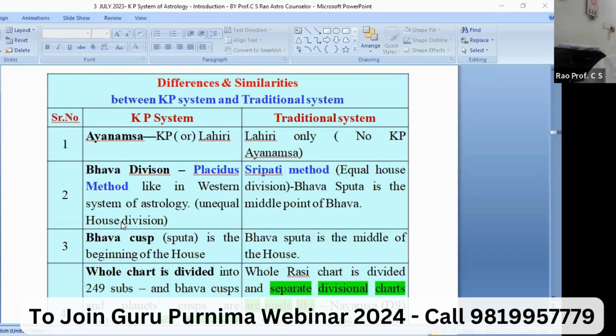The second item is Bhava division. In the KP system, it is based on the Placidus method, like in Western astrology, with unequal house division. So all houses are not of equal duration. A sign is around 30 degrees, but some bhavas may be 29 or 27. Nothing will be more than 30, though rarely you get more than 30 sometimes. But in no case should a bhava duration be less than the ayanamsa. If it is less than the ayanamsa, your calculations are wrong.